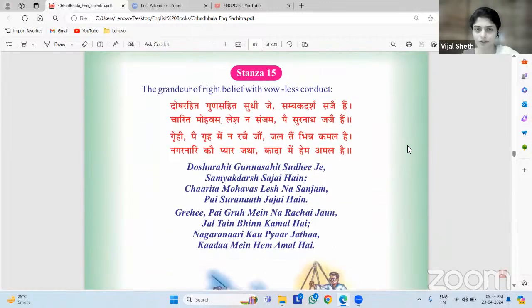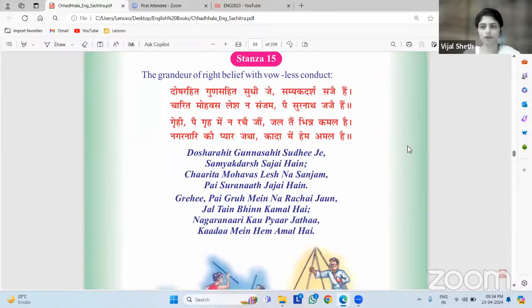And this is exactly what Daulat Ram ji is also going to say now. So, the grandeur of right belief. By now, you all might have some kind of vishwas that right belief is something which is worth attaining. It is the only thing worth pursuing. So let us see why.